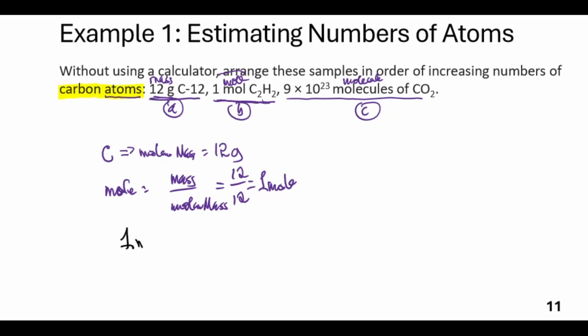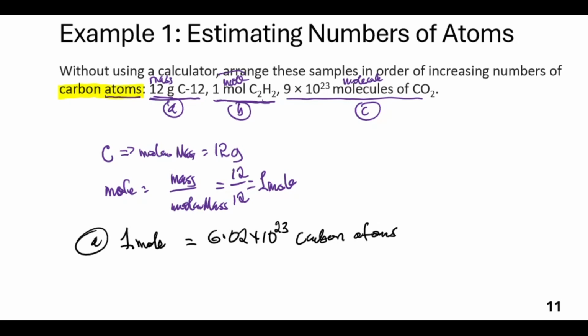So 1 mole of everything, we said, contains 6.02 times 10 to the power of 23 particles of that thing. So here we are dealing with carbon atoms. So it means this one contains 6.02 times 10 to the power of 23 carbon atoms. That is for A.